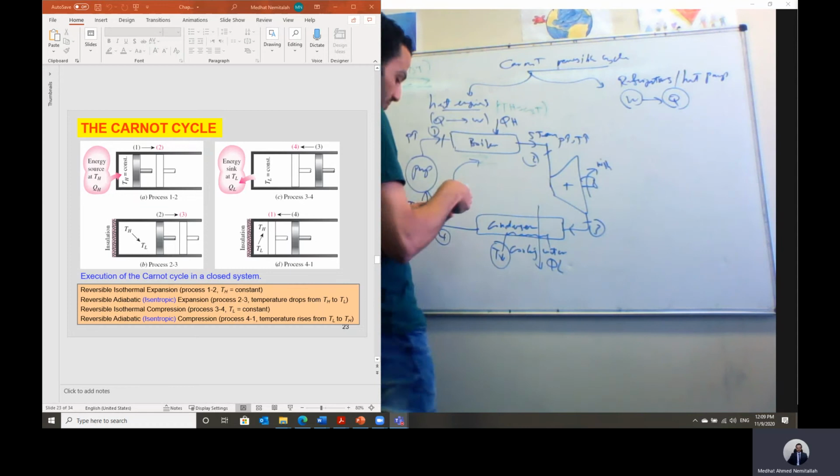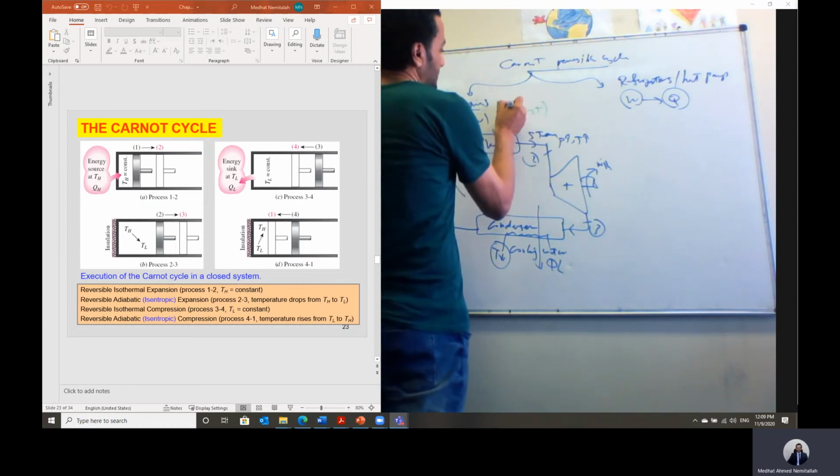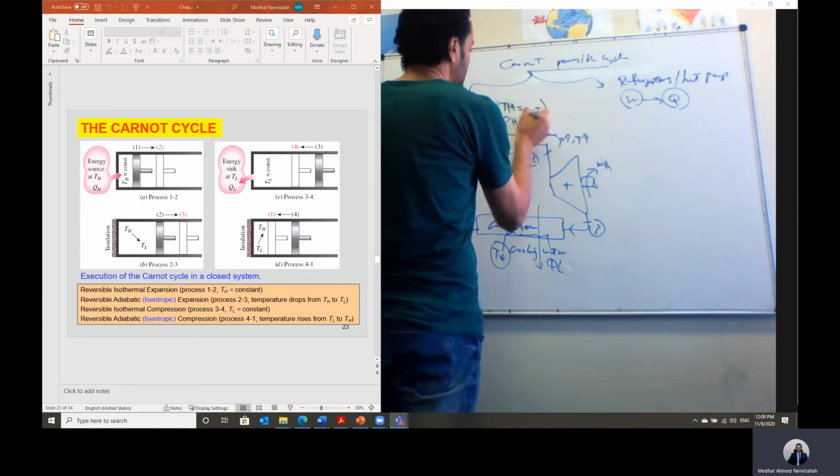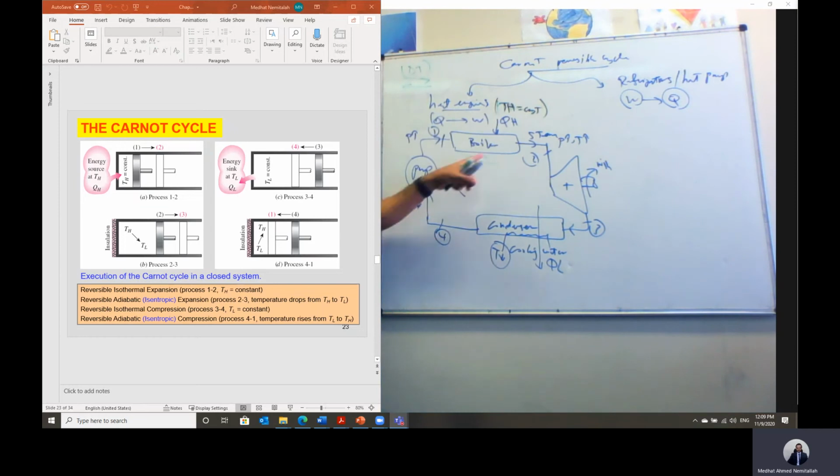I don't know if it is clear or not. So T high in this case should equal a constant. And in this case, we can reverse this process.